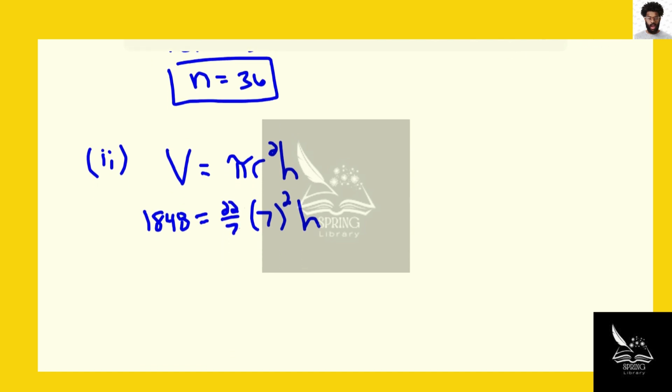Algebraically, not that you absolutely have to recognize this, but dividing by 7 here will cancel out one of the 7s, so you really have just 22 times 7, which is 154 h. And so we have 1848 divided by 154, and that's 12. So the height of the cylinder is 12 centimeters.